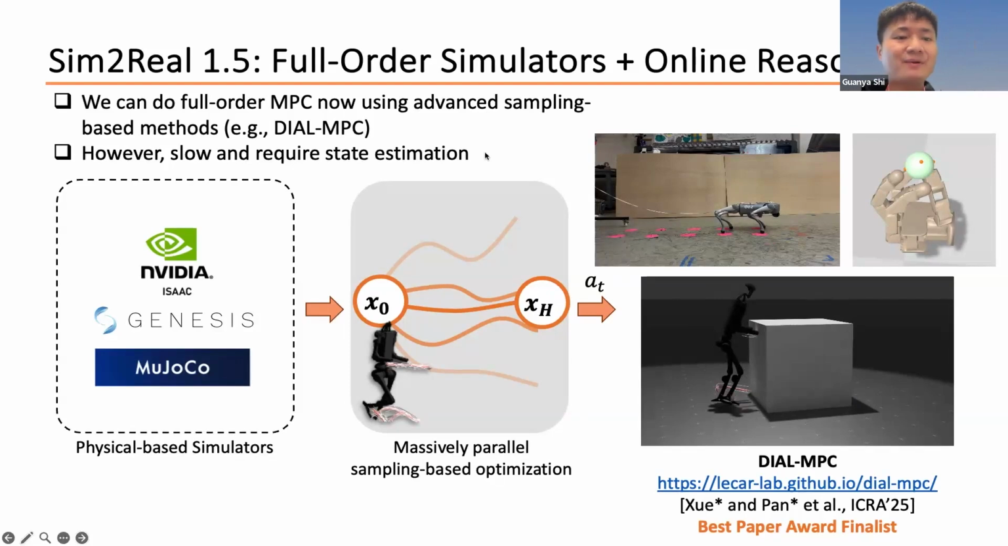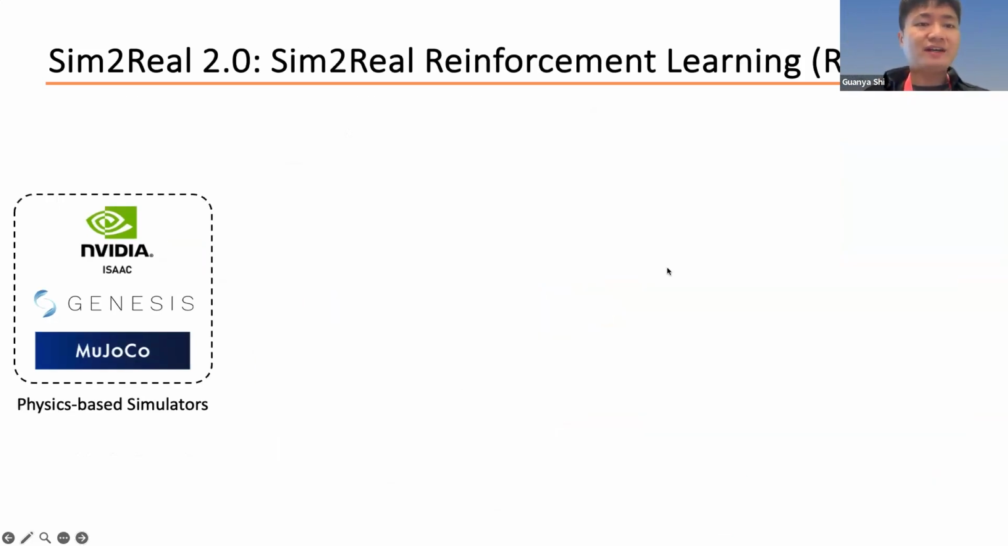However, compared to RL, this procedure is still slow. You need to solve a very big optimal control problem in real time. And even worse, it requires state estimation, because to be able to figure out which trajectory, which action is better, you need to know where the robot is. Okay. And here comes reinforcement learning to tackle this challenge.